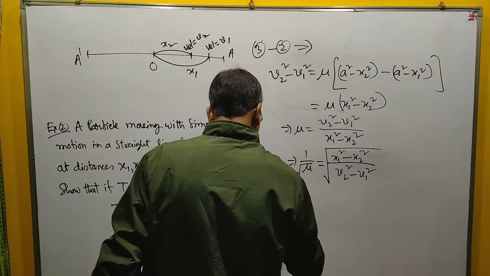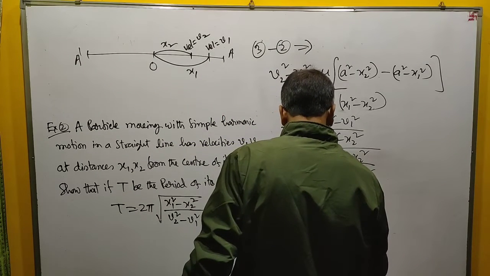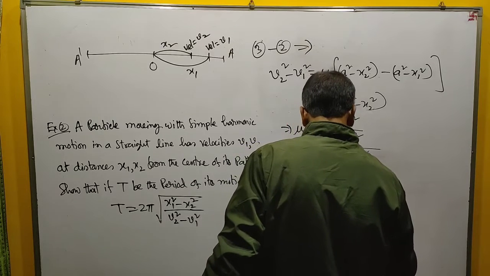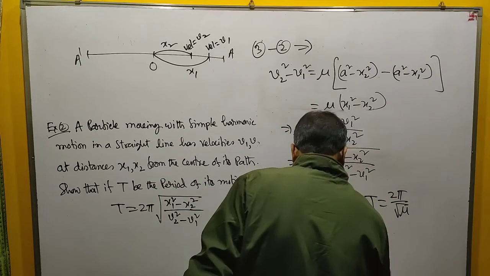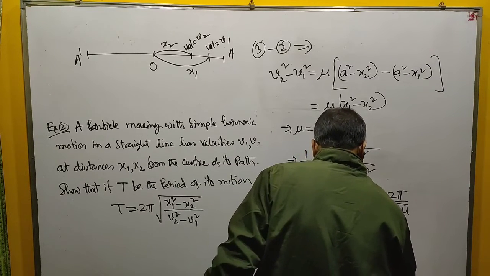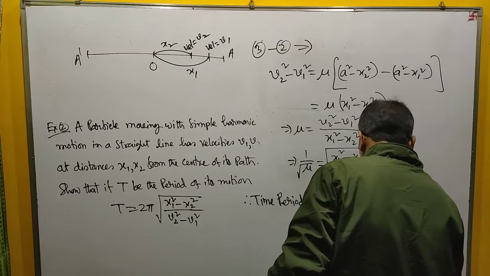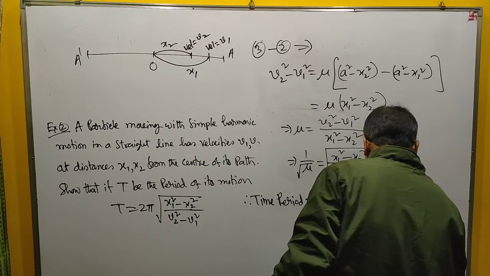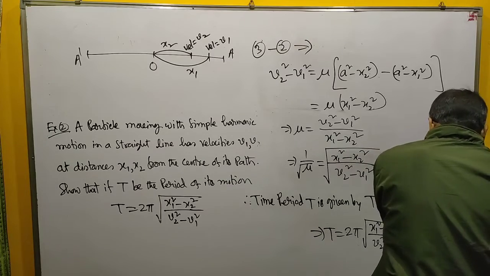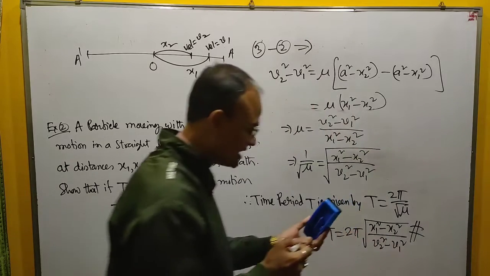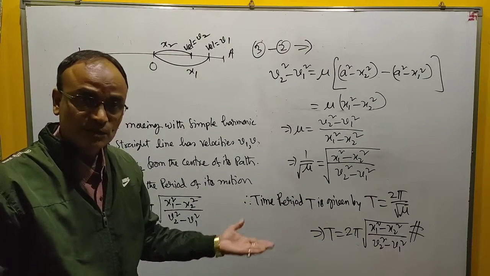Therefore, periodic time T is given by T equal to twice pi by root mu. This means T equal to twice pi times 1 by root mu. Therefore, you may write here x1 square minus x2 square divided by v2 square minus v1 square, under the root. This is the time period. We have solved these two problems.